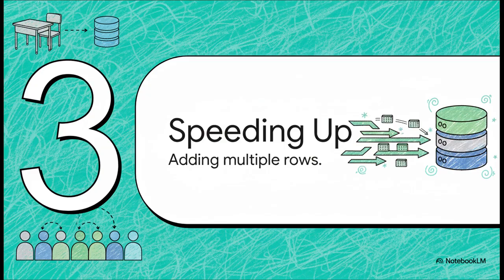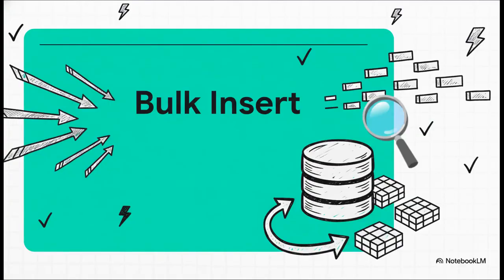Okay, adding one student is great. But what if you've got an entire classroom to enroll? Doing that one by one would take forever. So let's learn how to speed things up by adding multiple rows all at once with something called a bulk insert. A bulk insert is exactly what it sounds like. It's a way to cram many rows of data into a table using just one command. And this isn't just about convenience, it's way faster and much more efficient for the database to handle.